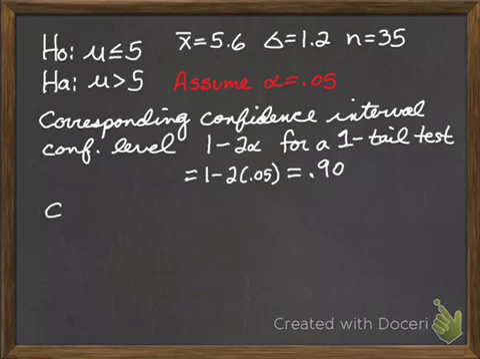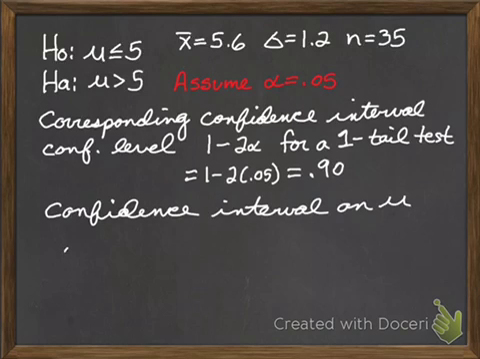What would a two-tailed test look like? It would have something like mu not equal to 5. If it's not equal to, it could be greater than or less than. So for a one-tailed test, the corresponding confidence level is 1 minus 2 alpha, which equals 0.90 or 90%.